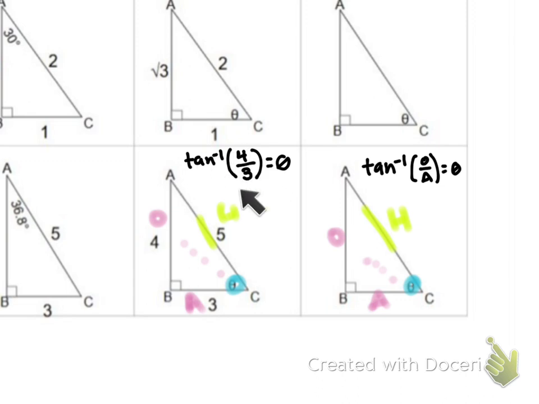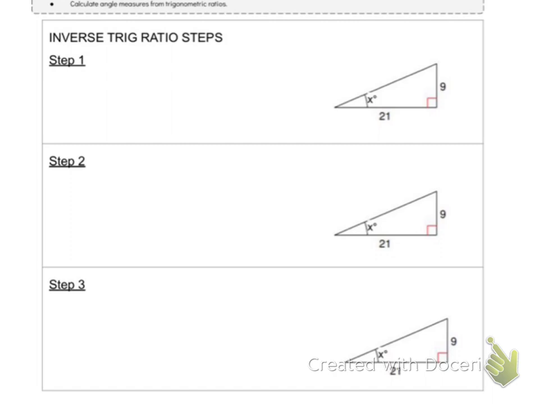So this is what you're putting in your calculator to figure out this question. So let's write out the steps. To do these types of questions, we're going to do this example together before I let you do these right here. If you have any questions about any of them that are missing an angle, those are the easiest ones.